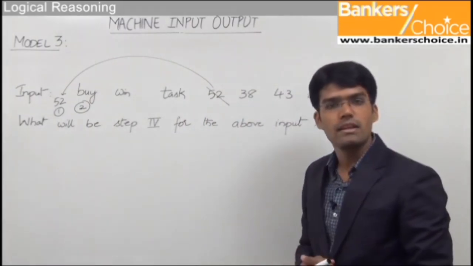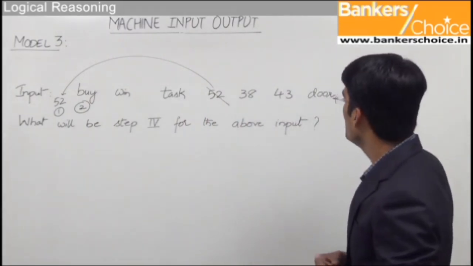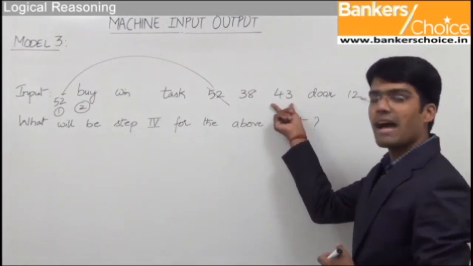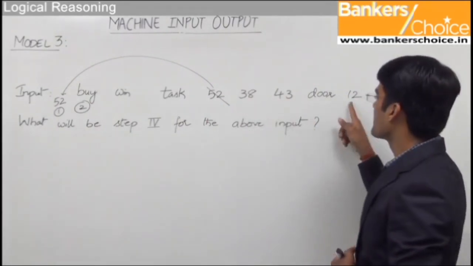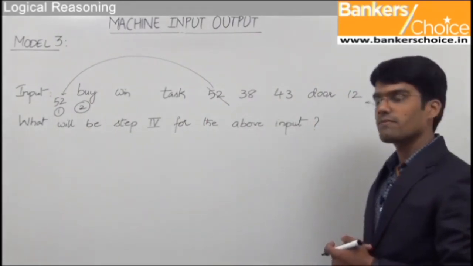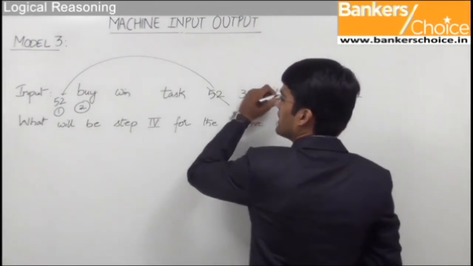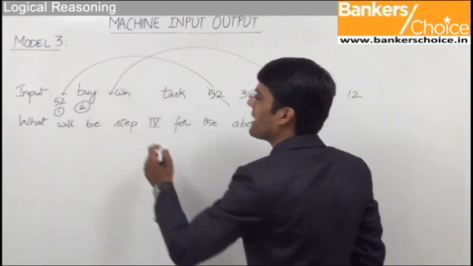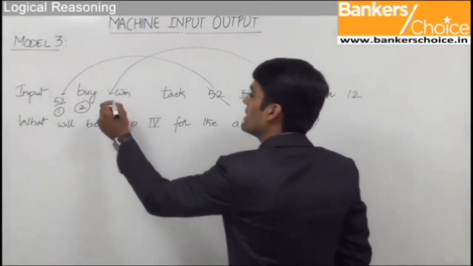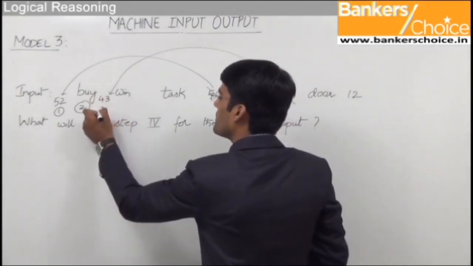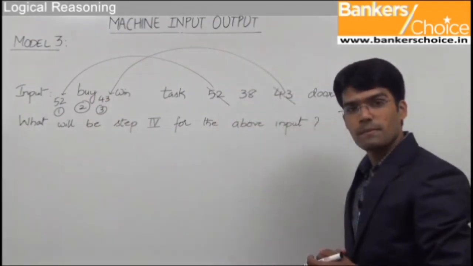After buy we need a number. That number should be 43, as it is the highest of the left out numbers 38, 43 and 12. So let us strike off 43 and move 43 after buy. So 43 comes here and this is going to be the third position.